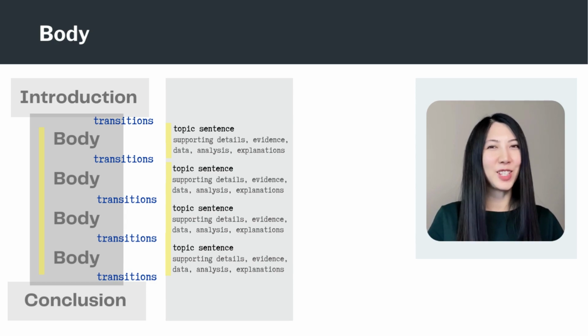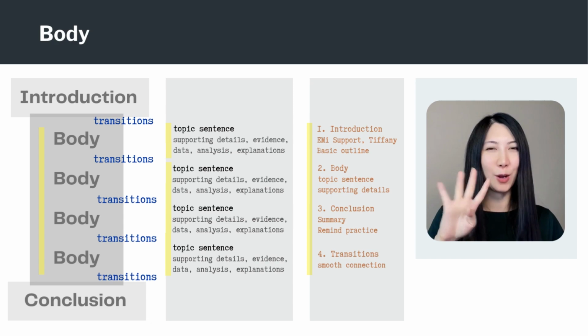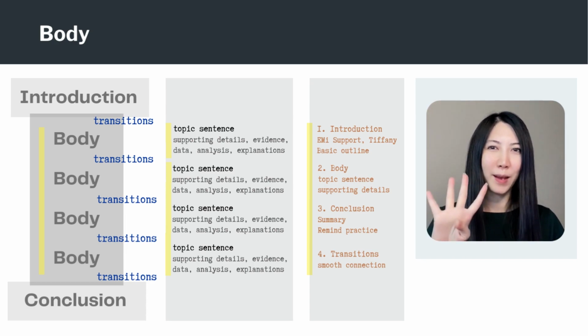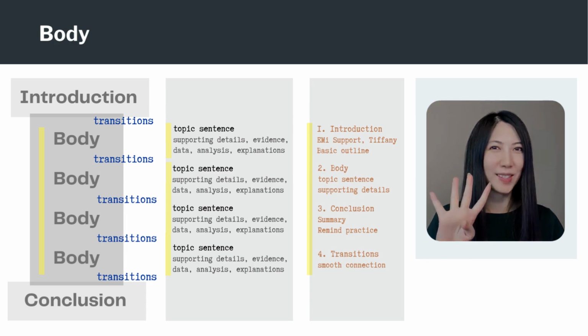Now to see how this teaching video fits the structure. There are actually 4 bodies in this video. The first body was the previous one where I talked about the introduction, followed by some examples. The second body is this one. I'm trying to explain that a body is a topic sentence and supporting details. In the next body, you'll hear me talk about the conclusion, and in the last body, I'll briefly mention transitions.